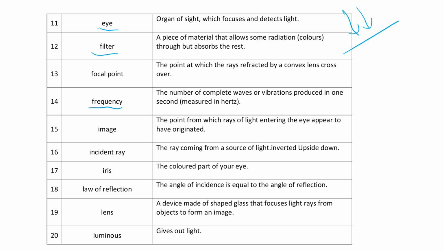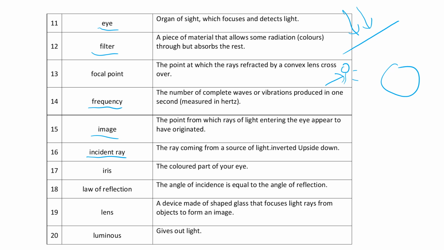The point from which rays of light entering the eye appear to have originated. Okay, so there's my eye, there's my tree that I'm looking at. That's the image, so the tree is then the image. The ray coming from a source of light, inverted and upside down, is the incident ray.